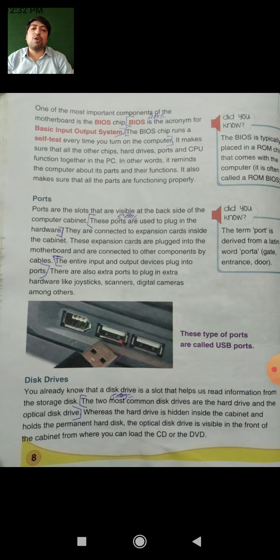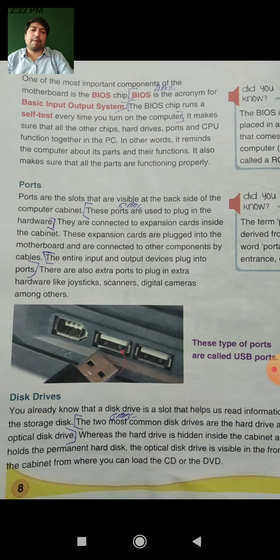Ports are the slots that are visible at the back side of a computer cabinet. We can use the different types of ports available on the computer because of their different uses. Some ports are for connecting different types of cables. We attach the monitor to the CPU machine with the help of this type of port. Also, ports are useful to exchange data from the CPU to external devices like a pen drive and other devices like an external hard disk.